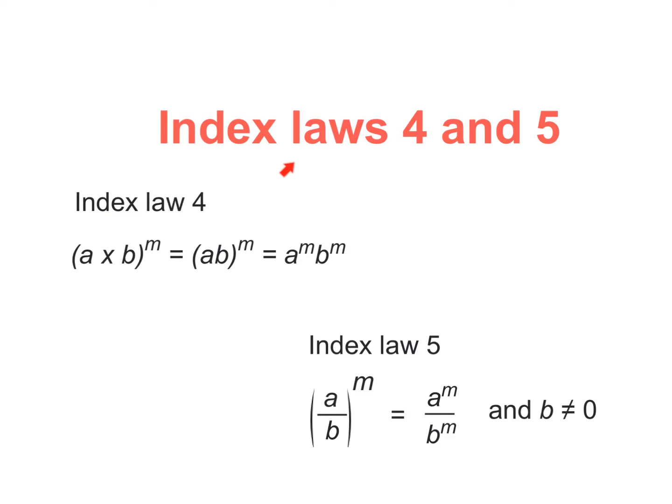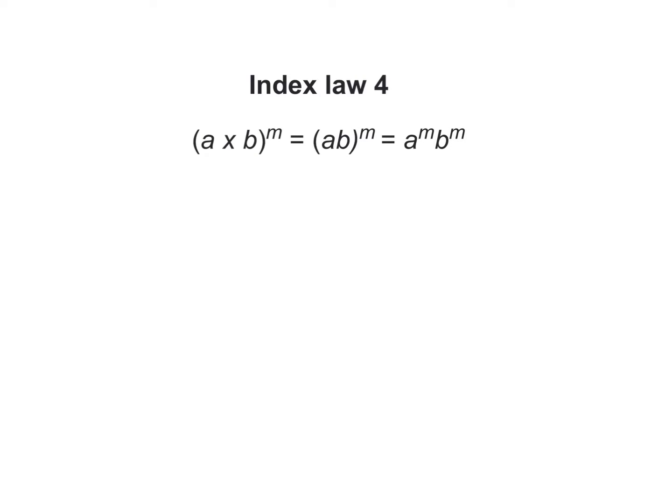In this lesson we're going to look at index laws 4 and 5. Index law 4 states that when multiplying two or more numbers that are raised to the power of m, then we raise each of those in the brackets to the power of m to arrive at a to the power of m multiplied by b to the power of m.